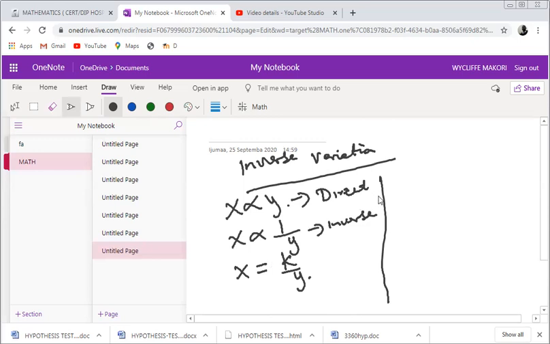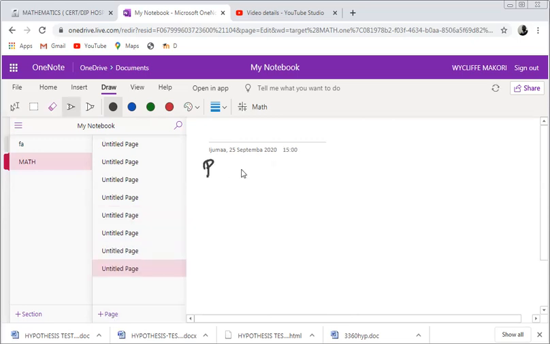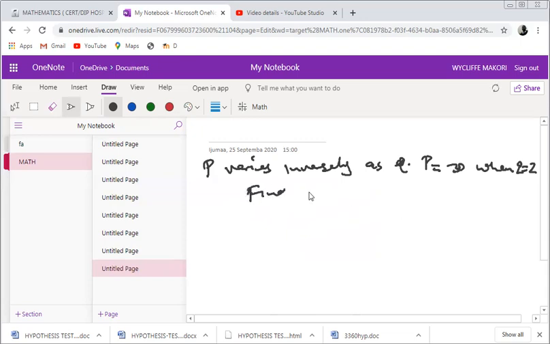You are told that P varies inversely as Q. Then you are told P is equal to 30 when Q is equal to 2. Find P when Q is equal to a third. So one thing you need to note, the moment we are told it is inverse, then P varies inversely as Q. Therefore, P will be equal to K over Q.